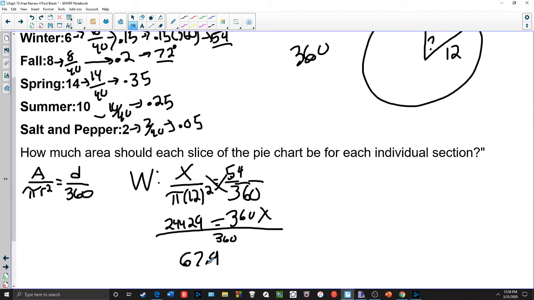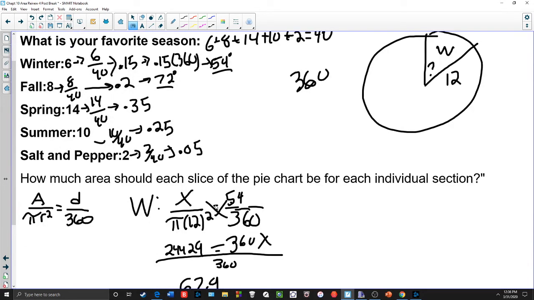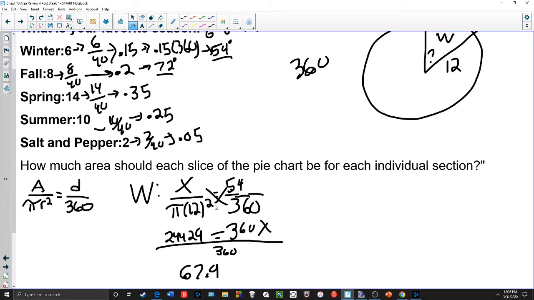So that's how much area to devote to the winter. It should be 67.9, in this case, square inches worth of area to be the proportional amount compared to its response amount. Anything more or less than that would be disproportional and wouldn't accurately represent the amount of people who responded to winter.